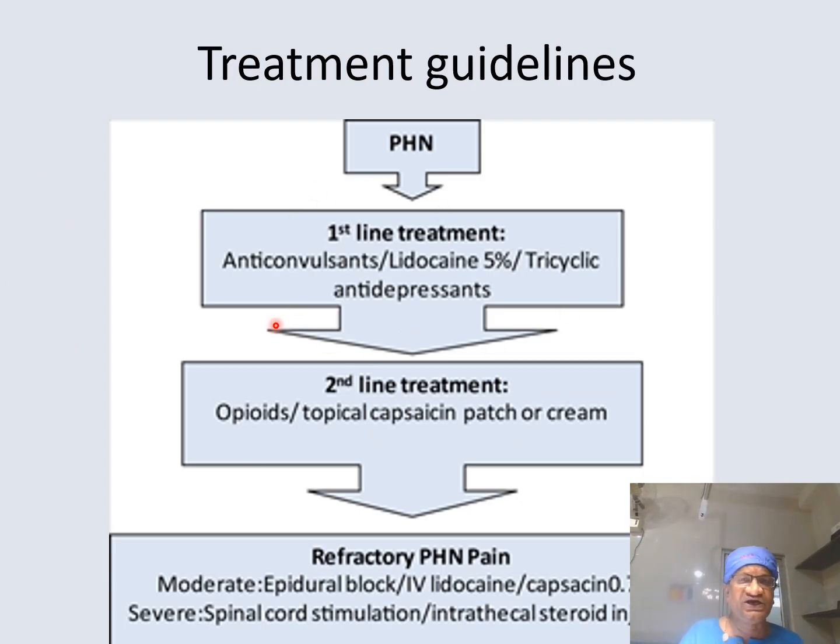Now, the first line of treatment is anticonvulsants, lignocaine, and TCAs. The second line is opioids and topical capsaicin. The third is refractory disease, usually around 6 weeks. If it is not responding much by 6 weeks, definitely we may need to go for these types of drugs or treatment.